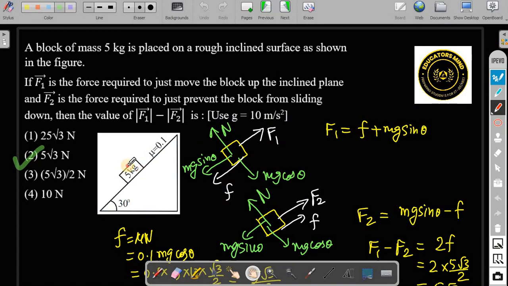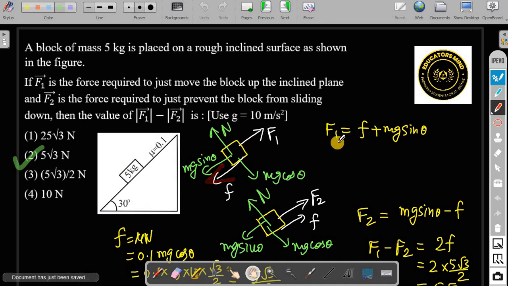Here they have given that there is a block of 5 kg and there is a force F1 acting, which is the force just required to move upward. Okay, and F2 is the force which is just required to prevent it going down. So there is a difference in the key ideas here. So when you are just trying to move up, that means it has a tendency to move up and your friction is acting backward, right?